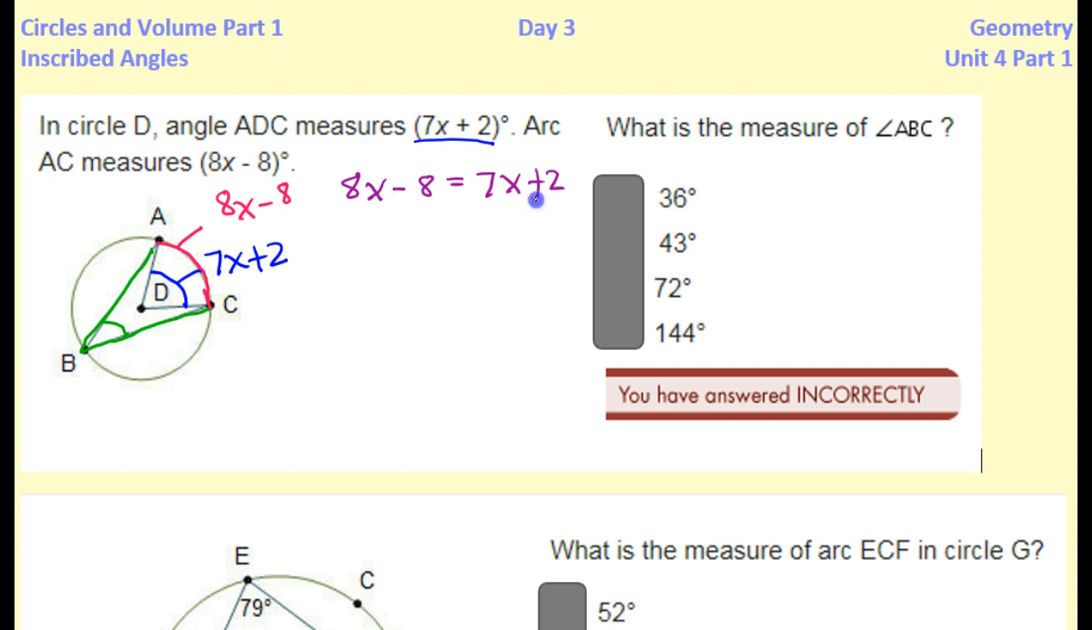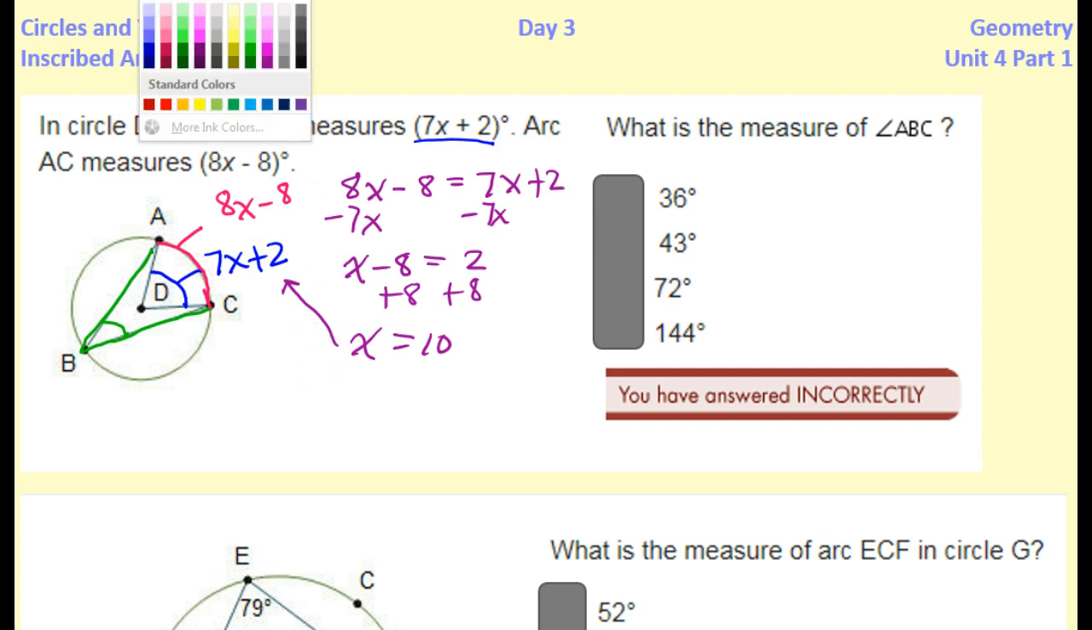So we can solve this for x. Let's subtract 7x from both sides. That gives us x minus 8 is equal to 2. Let's add 8 to both sides. That gives us x is equal to 10. So we know what x is. Now let's substitute that back in to find out how big the angle and the arc really are. It doesn't matter which one you pick.